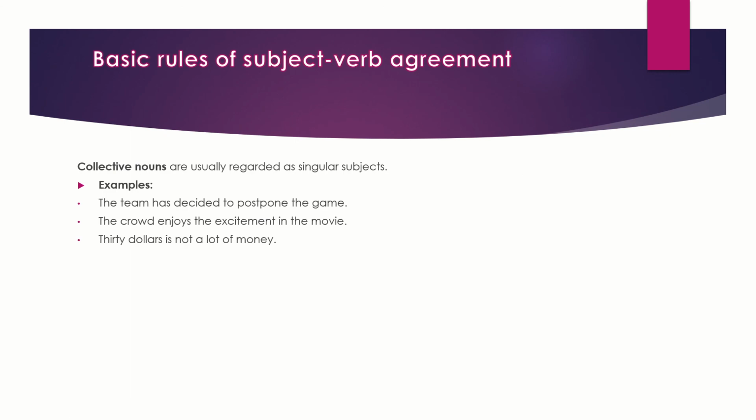Few more basic rules for subject-verb agreement. Collective nouns are usually regarded as singular subjects. For example, the team has decided to postpone the game. Here, team is a collective noun. That's why we are using it as a singular subject and we are using the verb according to it. Here the crowd enjoys the excitement in the movie. $30 is not a lot of money.